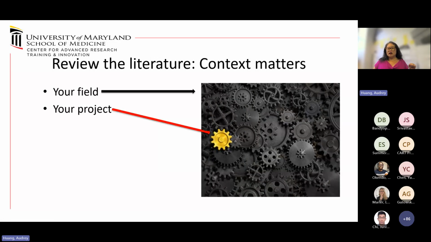Okay, so again, not on an isolated tropical island. Your work is a tiny little cog in a massive, massive machine of history, of scientific research that's currently ongoing. What you need to be able to do in a grant proposal is to describe your project not in isolation, but in the context of all these other cogs in the machine.